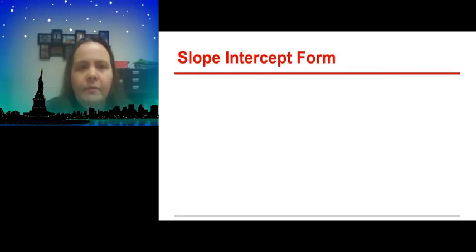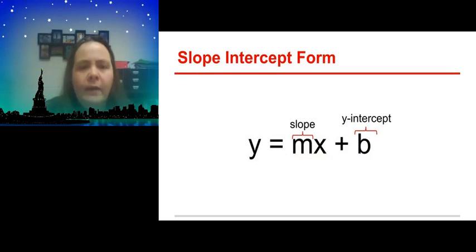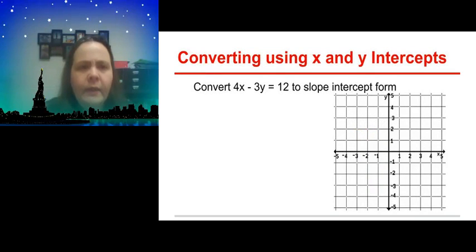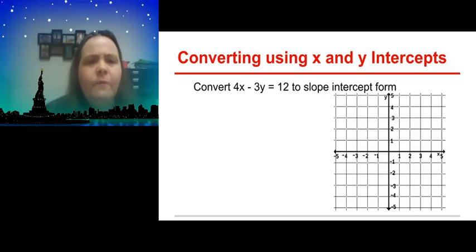So let's look a little bit at the slope-intercept form. Just remind ourselves that slope-intercept form is y equals mx plus b, where m is the slope and b is the y-intercept. x and y there are just the points that are on the line y equals mx plus b. If we want to convert using x and y-intercepts, that's the first method we're going to look at. So we have 4x minus 3y equals 12 that we want to convert to slope-intercept form.